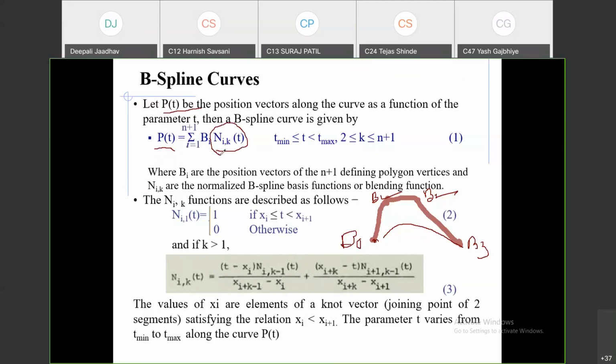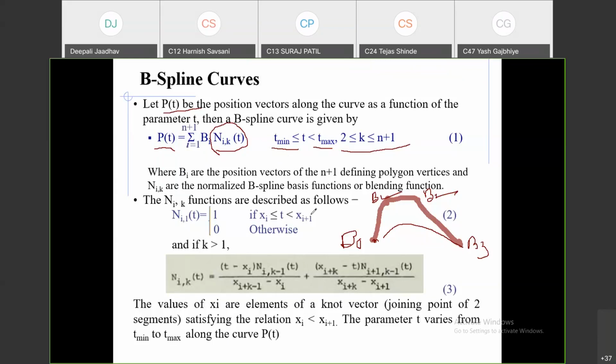So in this way we calculate Nik,t. What is the value of k? K is the degree of polynomial which is considered or defined while we draw a curve. So k is greater than or equal to 2 and less than or equal to n plus 1. And what is t? It ranges from t min to t max. What t min and t max are, we will also see.